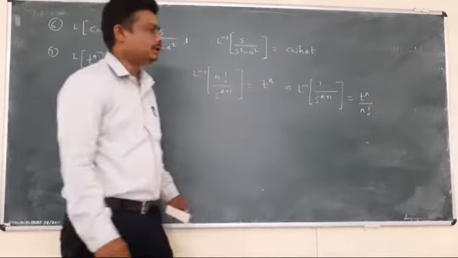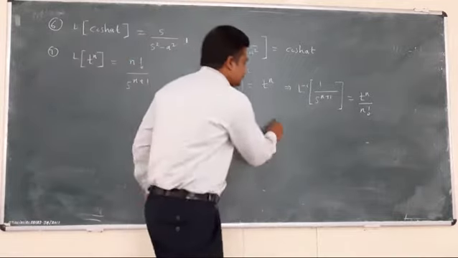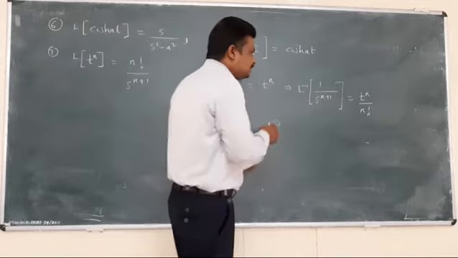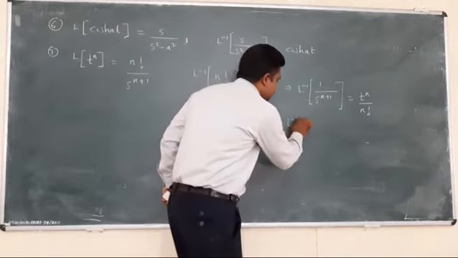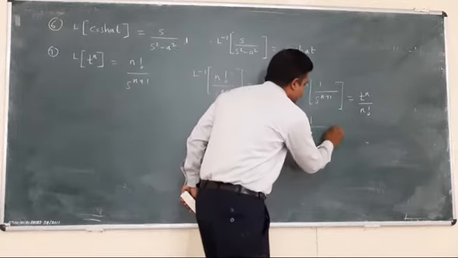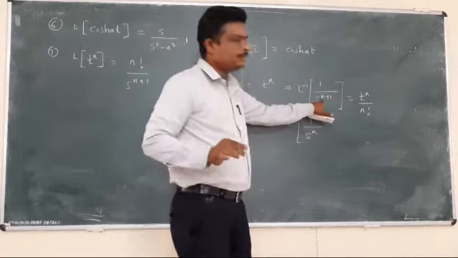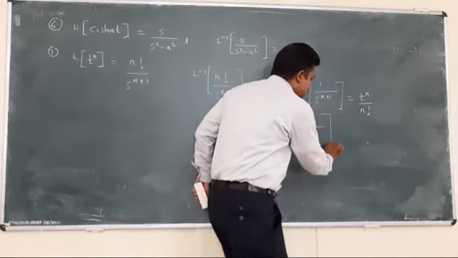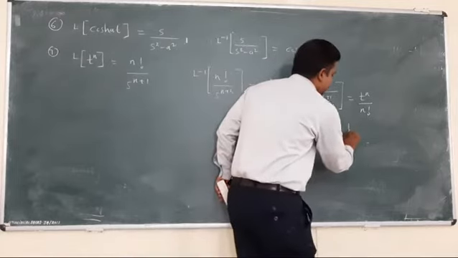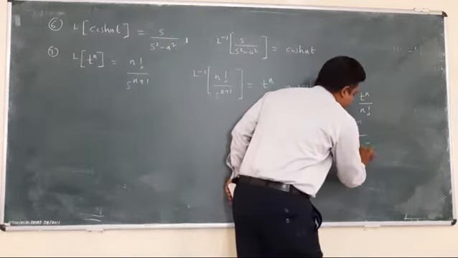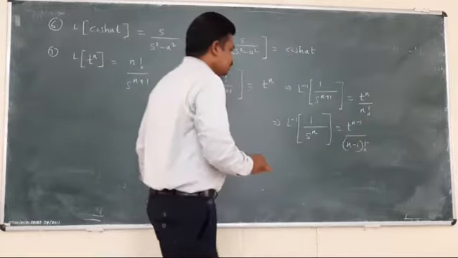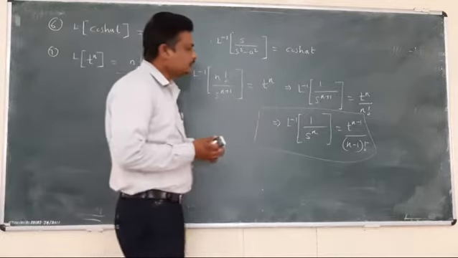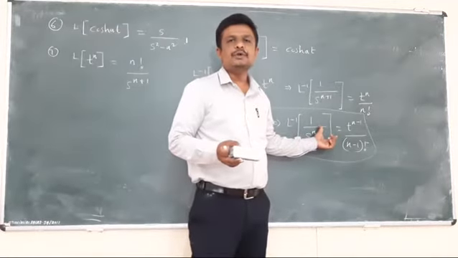While solving the example, on both sides I will put n equal to n minus 1 and simplify this formula. For that, L inverse of 1 upon s raised to n, n is replaced by n minus 1. Minus 1 and plus 1 get cancelled, so the remaining term is n. So here we get t raised to n minus 1 upon n minus 1 factorial. So this is L inverse of 1 upon s raised to n. This formula is for when n is a positive integer.